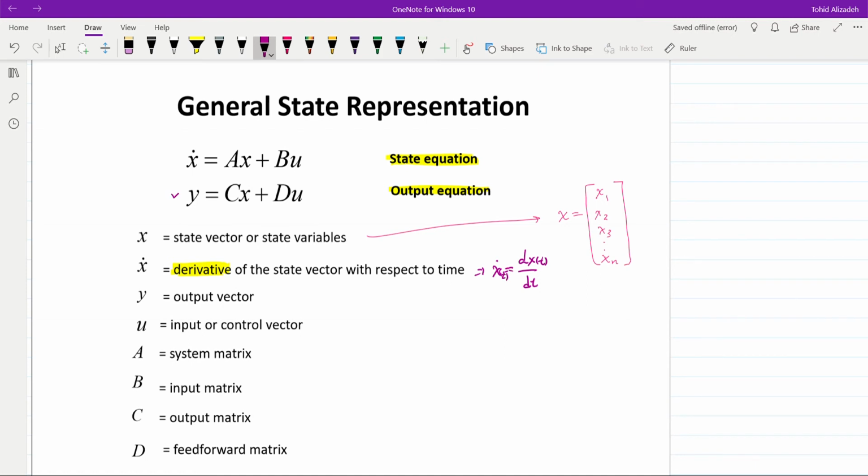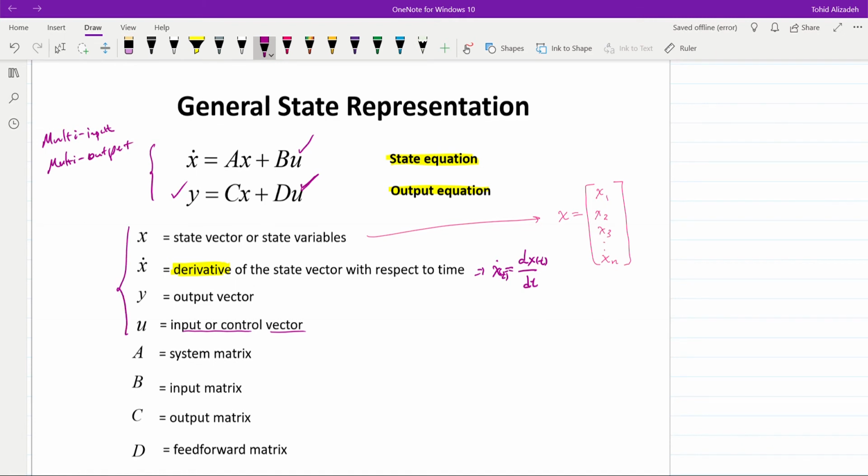y is the output vector. So it could be a single variable or it could be a set of variables. u is the input or control variable. And again, it could be in the form of a vector. So you can see that with the state space representation, we can deal with multi-input, multi-output systems.